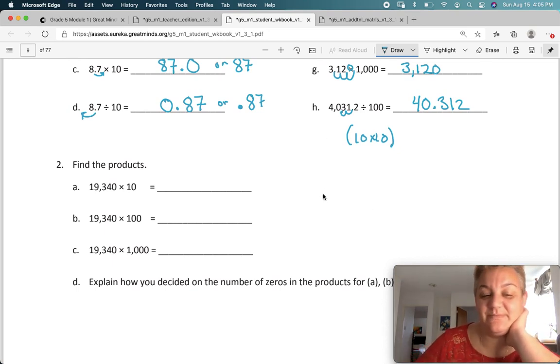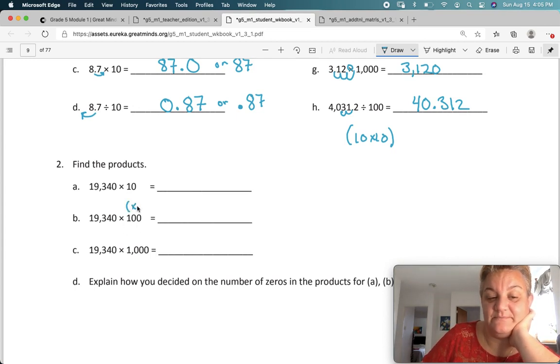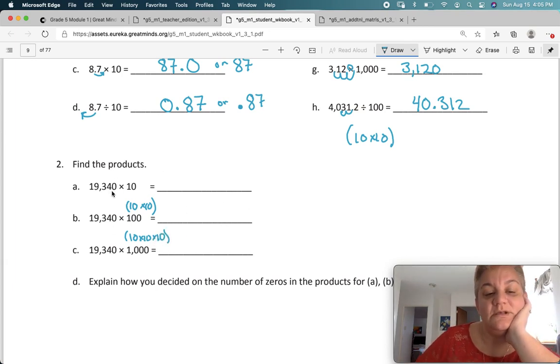Multiplying by 10 and dividing by 10, that's all we're doing. Sometimes we're multiplying by 10 a couple times, like this one, right? Because 10, and then we're multiplying by 10 again. And sometimes we multiply 3 times, 10 times 10 times 10. But all we're doing is moving back and forth by 10. So 19,340 becomes 193,400. We just added a 0 on the end.